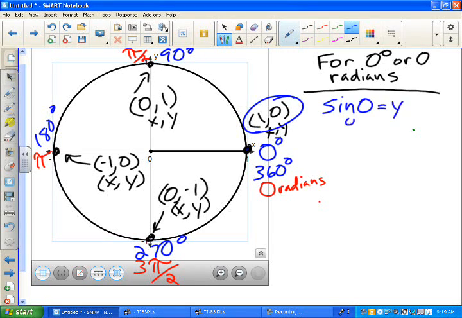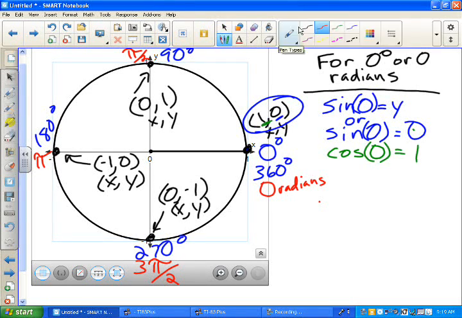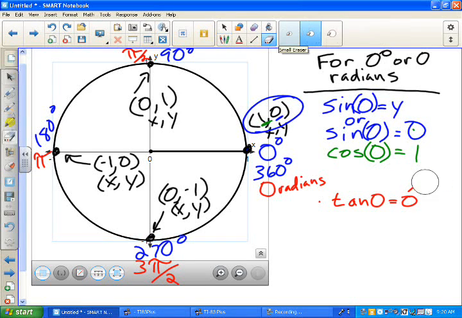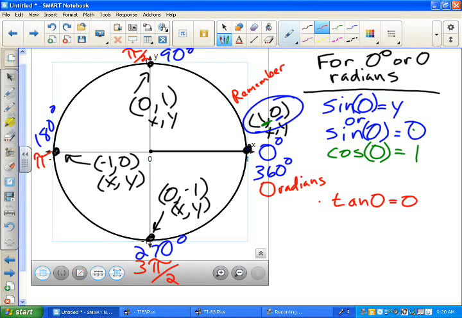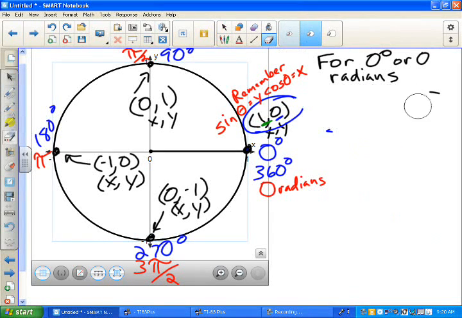So sine of 0 is equal to y, but y at 0 is actually 0. Cosine of 0 is equal to 1. Now the 0 is theta, how much we sweep around. Then we simply plug in the x and y values for the appropriate trigonometric functions. Remember that sine of theta and cosine of theta equal y and x.